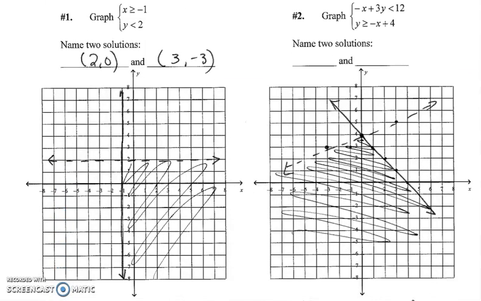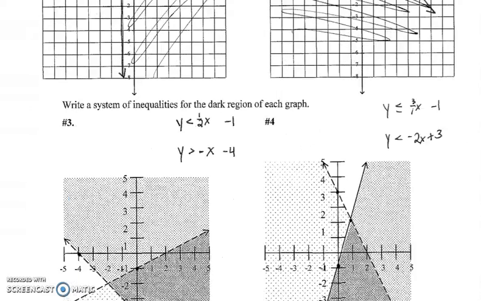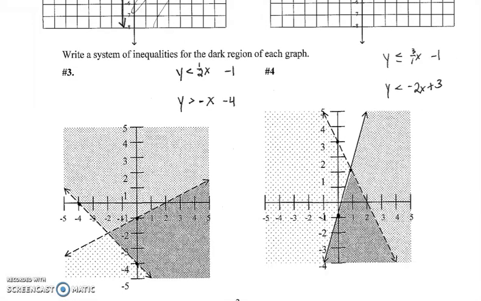Graphing. Number 1, x should be a vertical line, y should be a horizontal line, and then shading. Naming 2 solutions is just giving 2 ordered pairs in the shaded area. Number 2, I chose to change the first inequality to slope-intercept form and then graphed accordingly. And then 3 and 4, those are my answers.